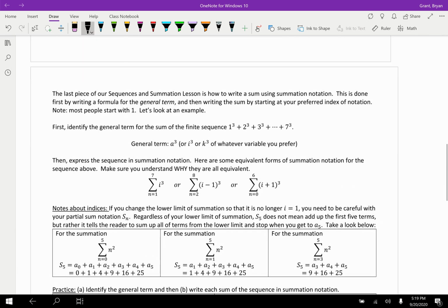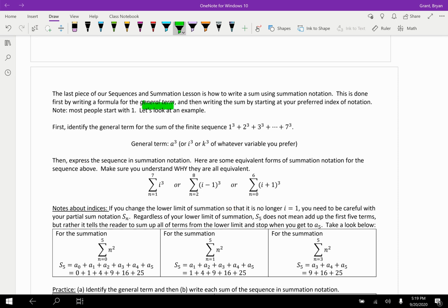The last part for today is how to actually write a sum using summation notation. And this does a pretty good job of tying together our first couple days of this unit, where first we looked at sequences, then we practiced general terms, writing those formulas of sequences. It's a little bit weirder with our summations here. So I will say generally what people do is you write a formula for the general term first.